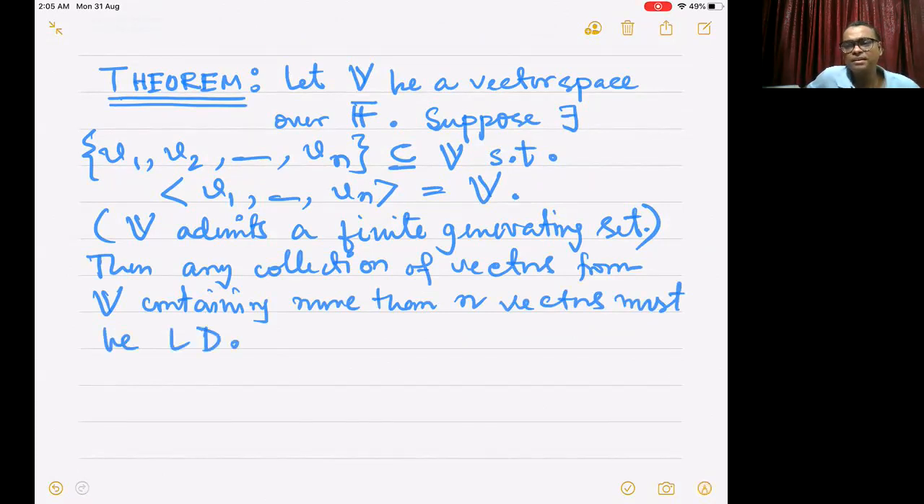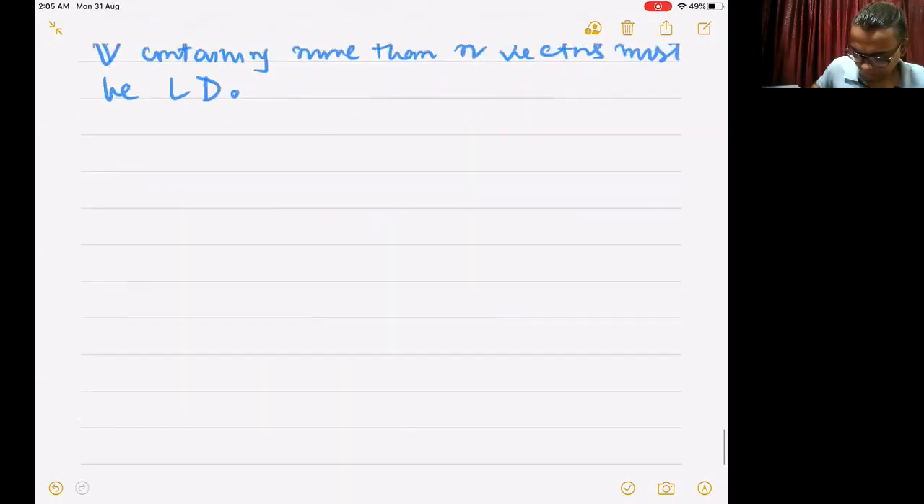This is the statement. Notice that V1 up to Vn need not be a basis. I'm not saying V1 up to Vn are linearly independent. I'm just saying that it's a generating set, but it's a finite generating set and has exactly n vectors. So I know that the vector space is generated by n vectors. Whether linearly independent or not is not my concern at all. I just know that it's generated by n vectors. Then any set that contains more than n vectors can never be linearly independent. Strange, no? But now let's see why this should be true.